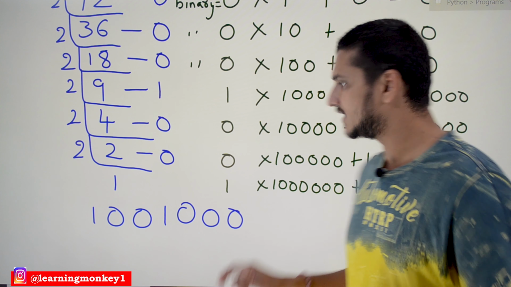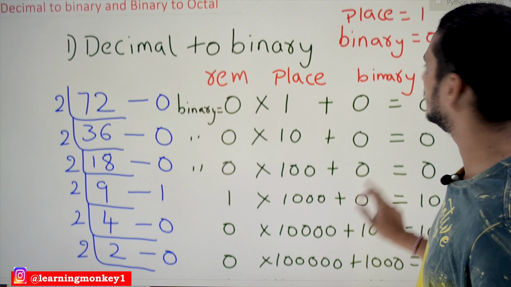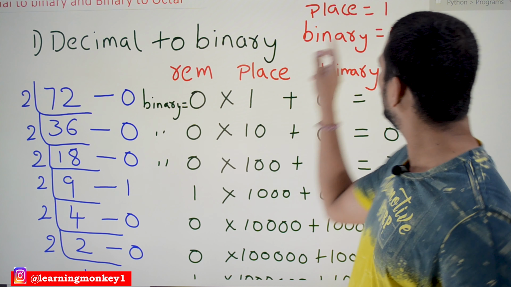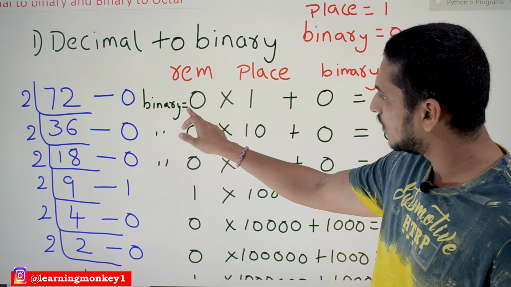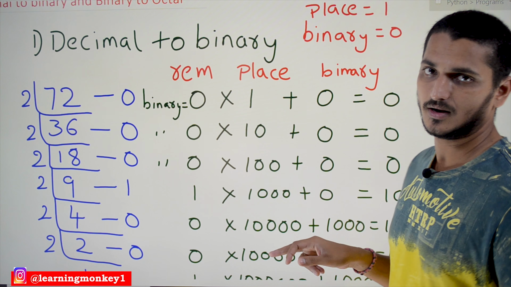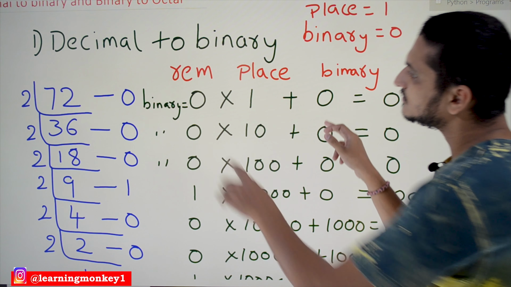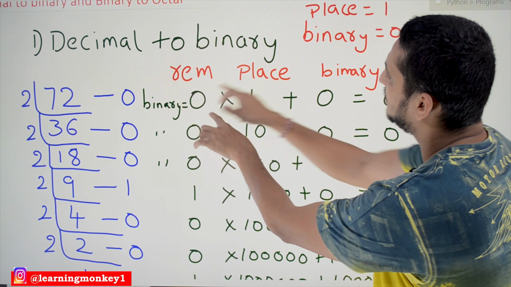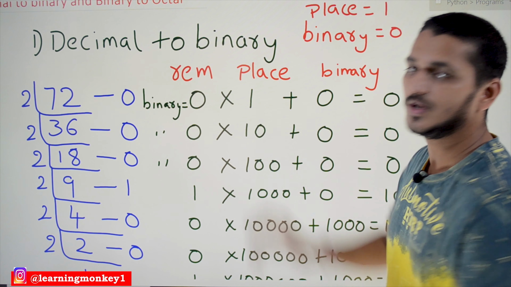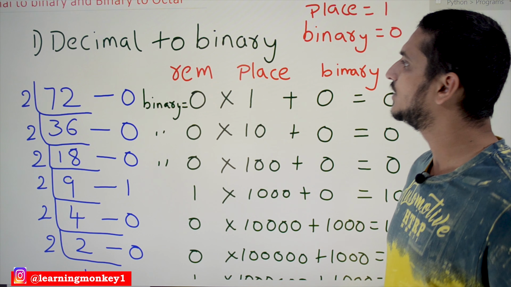In order to get this integer format binary number, what we are doing here is take the first remainder. So initially binary value is taken as 0. Binary is equal to remainder into place plus binary number. Initially we have taken it as 0, so that's why we are placing it as 0. So this entire summation, remainder into place plus binary value, is again saved in binary number, meaning each time we are updating our binary value. That is what we are doing here.